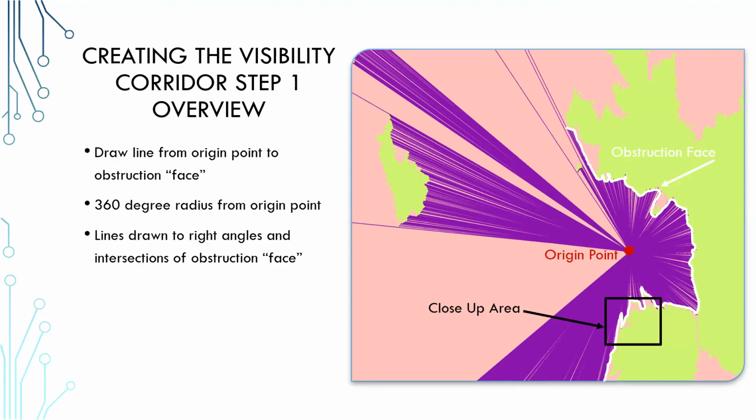The amount and extent of the lines being created is directly related to the precision and accuracy of the elevation data being processed. The higher the precision and accuracy of the elevation data, the more lines that will need to be drawn, and vice versa.